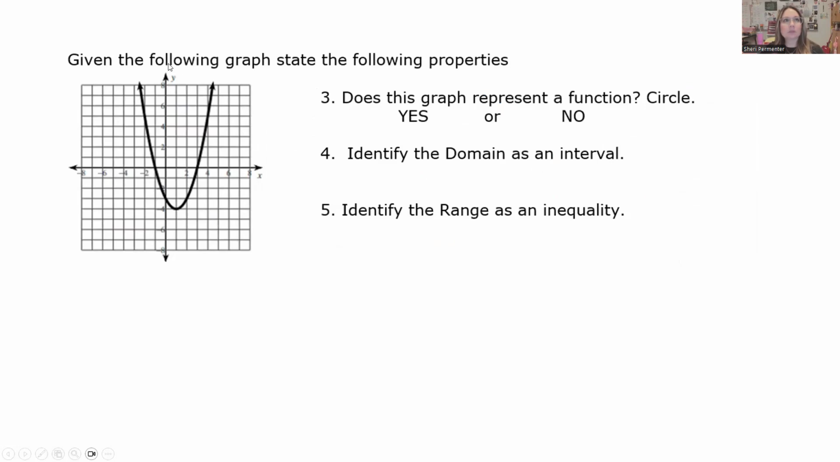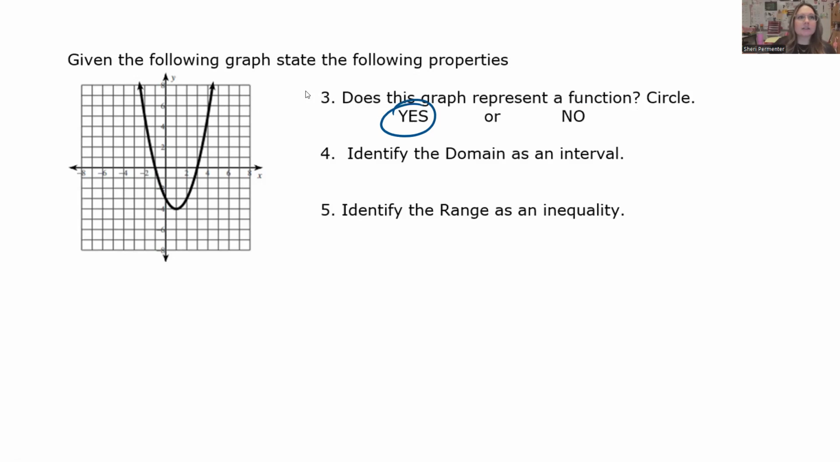Moving on. So it says, given the following graph, state the following properties. The first question, does this graph represent a function? And we're going to circle either yes or no. So you tell me, does this represent a function? Yes, it passes the vertical line test. And so remember, this is okay. This is not okay. So this is okay. This is not okay. So you can't double over on yourself. So this is yes, it's a function.